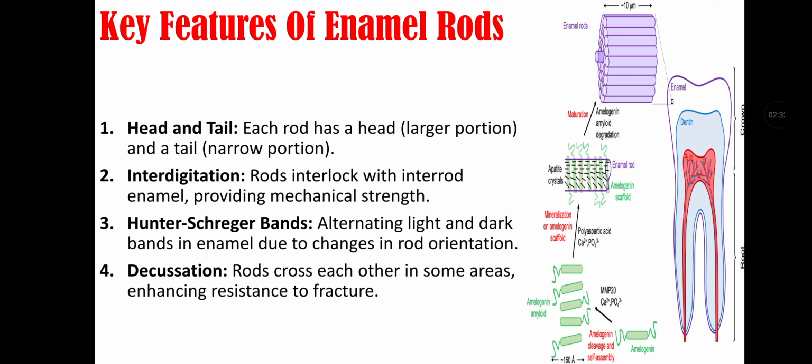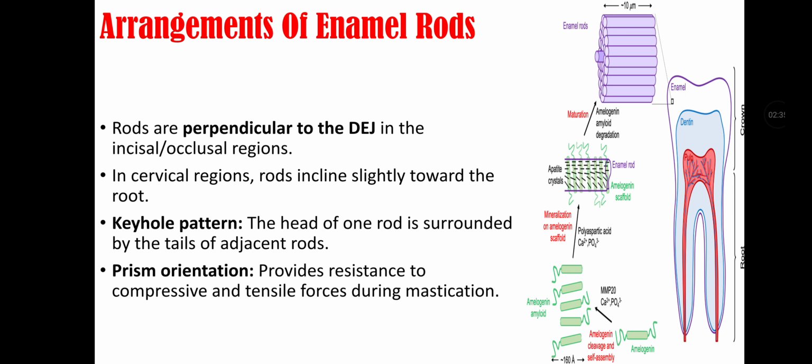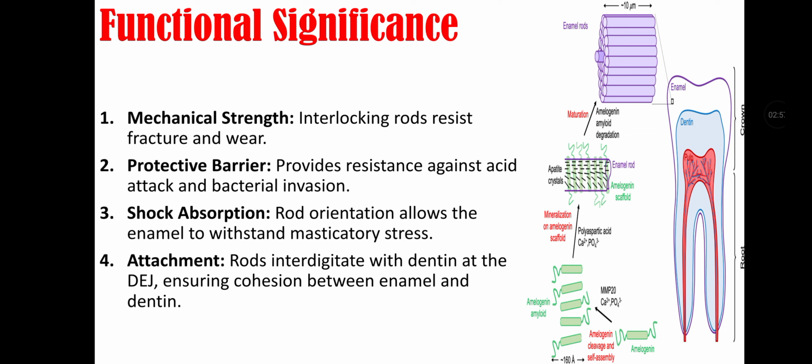Decussation of rods. Rods cross each other in some areas, enhancing resistance to fracture. Arrangement of enamel rods. Rods are perpendicular to the dentino-enamel junction in the incisal or occlusal region. In cervical regions, rods incline slightly towards the root. A keyhole pattern is where the head of one rod is surrounded by the tail of an adjacent rod. Prism orientation provides resistance to compressive and tensile force during mastication.